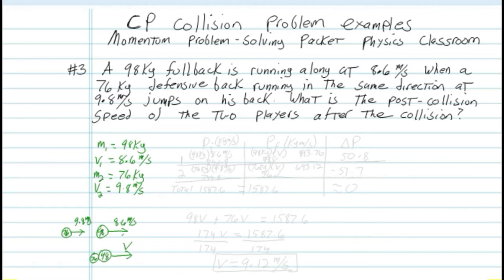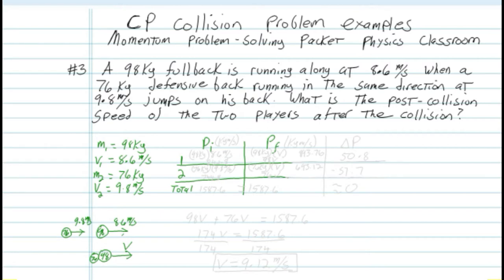Okay, so what we have to remember is that total momentum before equals total momentum after in any collision, and we also need to remember that momentum is mass times velocity. So I'm going to set up P initial and P final. I have object 1, I have object 2, and I have the total. So I make myself a chart.